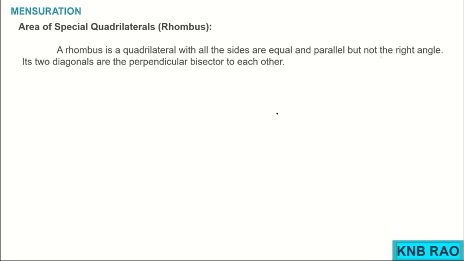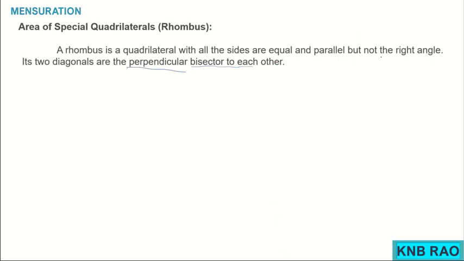Now, children, you know that a rhombus is a quadrilateral with all the sides equal and opposite sides being parallel to each other, right? Here the angle is not a right angle; the interior angle of the rhombus is not a right angle. When it comes to the diagonals, its two diagonals are perpendicular to each other and they also bisect each other. Okay. How will it look?